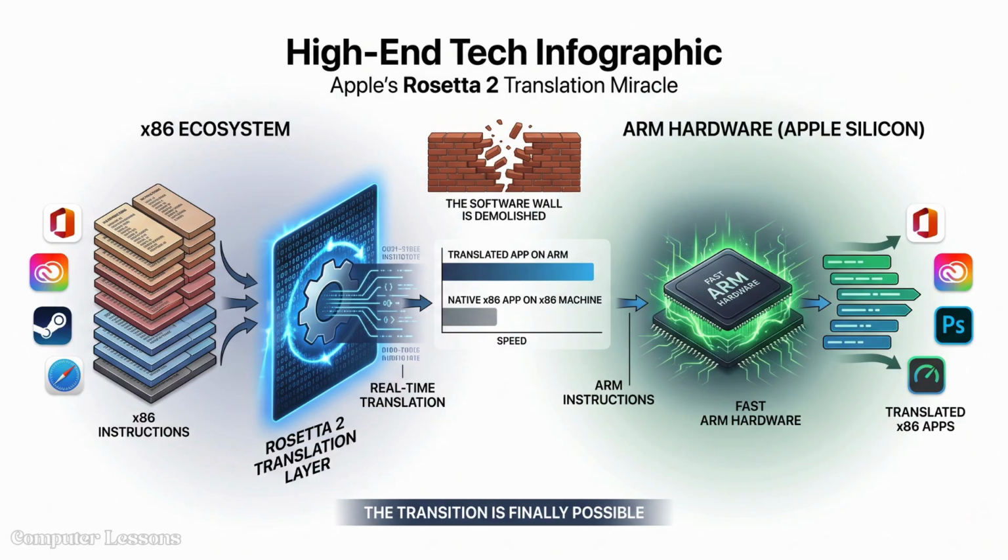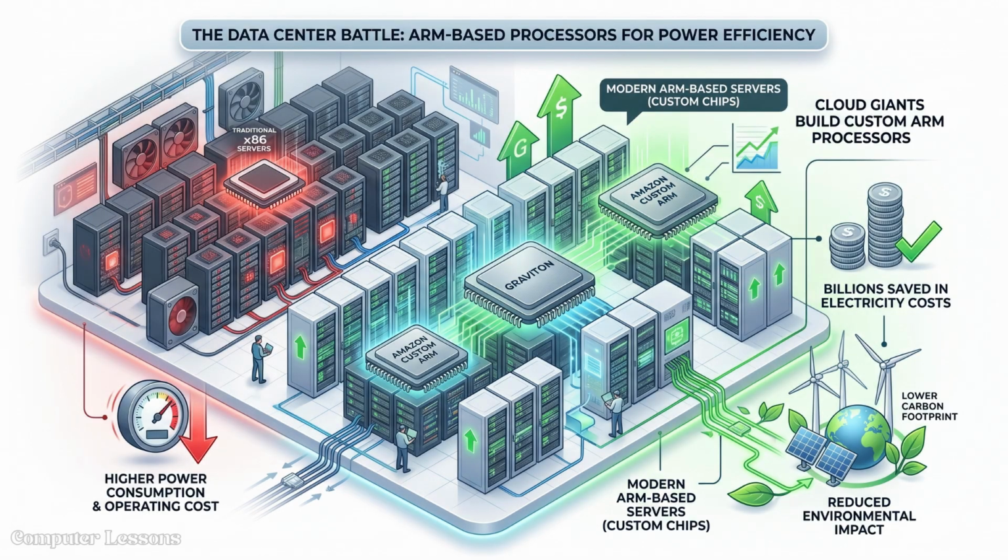Because the ARM hardware was so fast, it could run translated x86 apps faster than many native x86 machines. This demolished the software wall and proved that the transition was finally possible. Now, the battle has moved into the data center. Cloud giants like Amazon and Google are building their own custom ARM-based processors, such as Graviton. When you run thousands of servers, electricity is your biggest cost. If an ARM server does the same work for less power, it saves billions and reduces environmental impact.